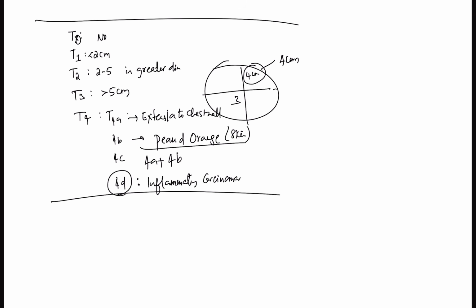T0 is no evidence of tumor. T1 is carcinoma in situ. TX, tumor cannot be assessed. This is T staging. N staging: N0, no nodal mets. NX means nodes cannot be assessed.